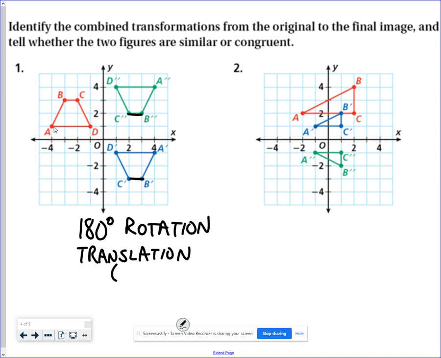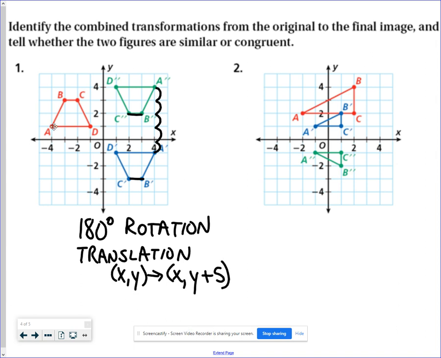So we're going to have a translation. And my translation notation is going to be, I'm going to take every ordered pair. The x isn't going to change because it didn't go sideways at all. But it's going to move up. 1, 2, 3, 4, 5. Every point is moving up 5.